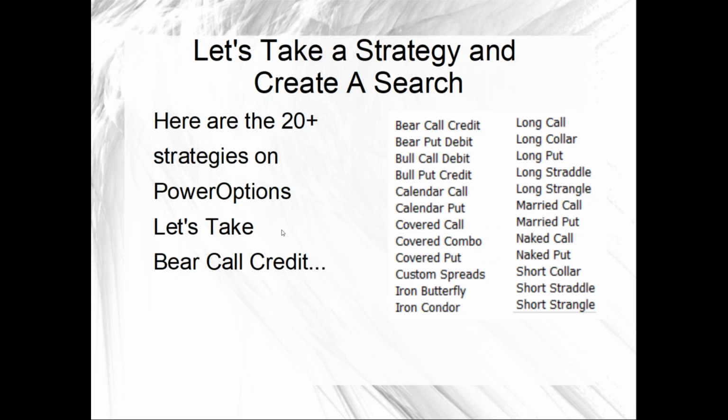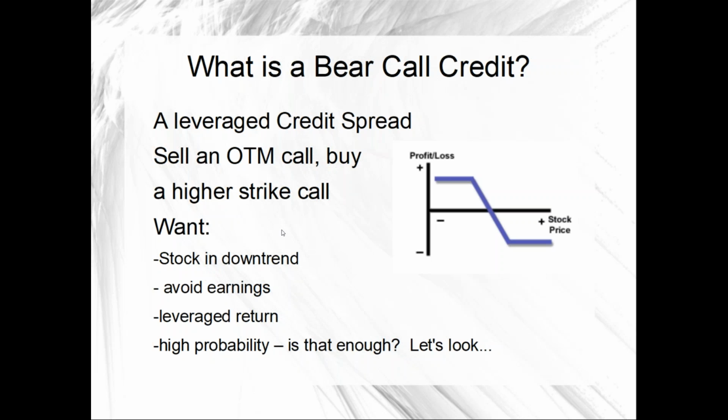We're going to just take bear call credit. And for those of you that are new, and might not be familiar, what is a bear call credit? Well, it's a leveraged credit spread. We're going to typically sell an out-of-the-money call above the current stock price, and buy a higher strike call to limit the margin. Risk is the difference in the strike prices, and we receive a net credit up front because the option we're selling is out of the money, but it's closer to the stock price, so it's going to have a higher premium than the option that we're buying.